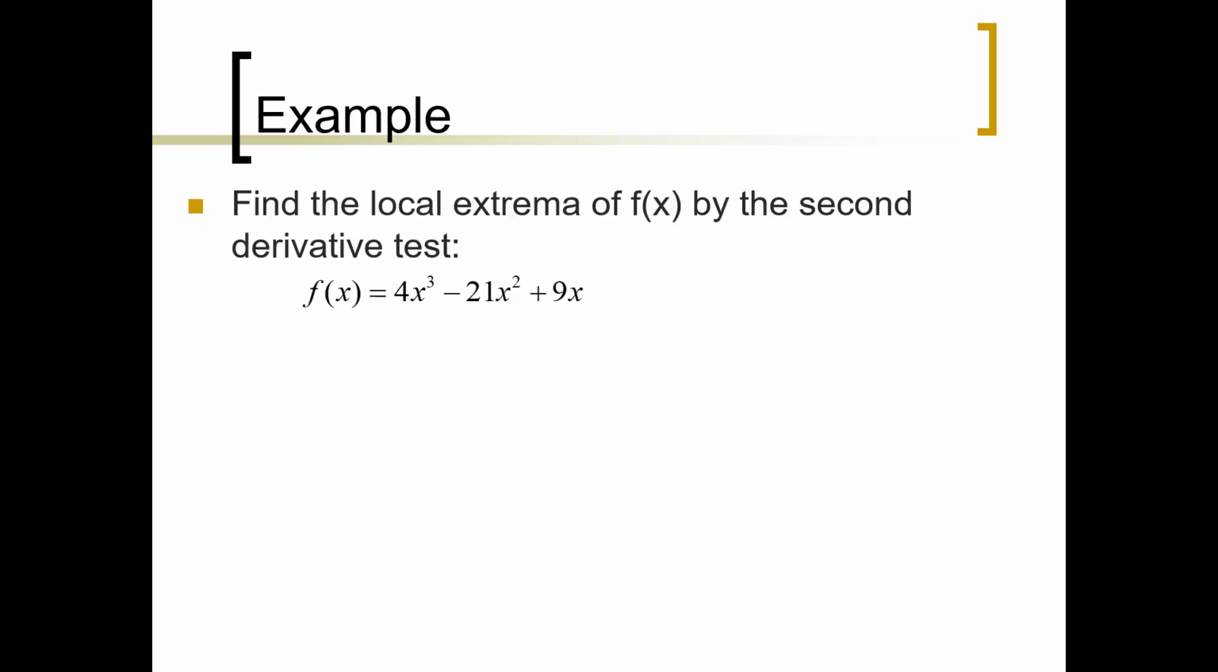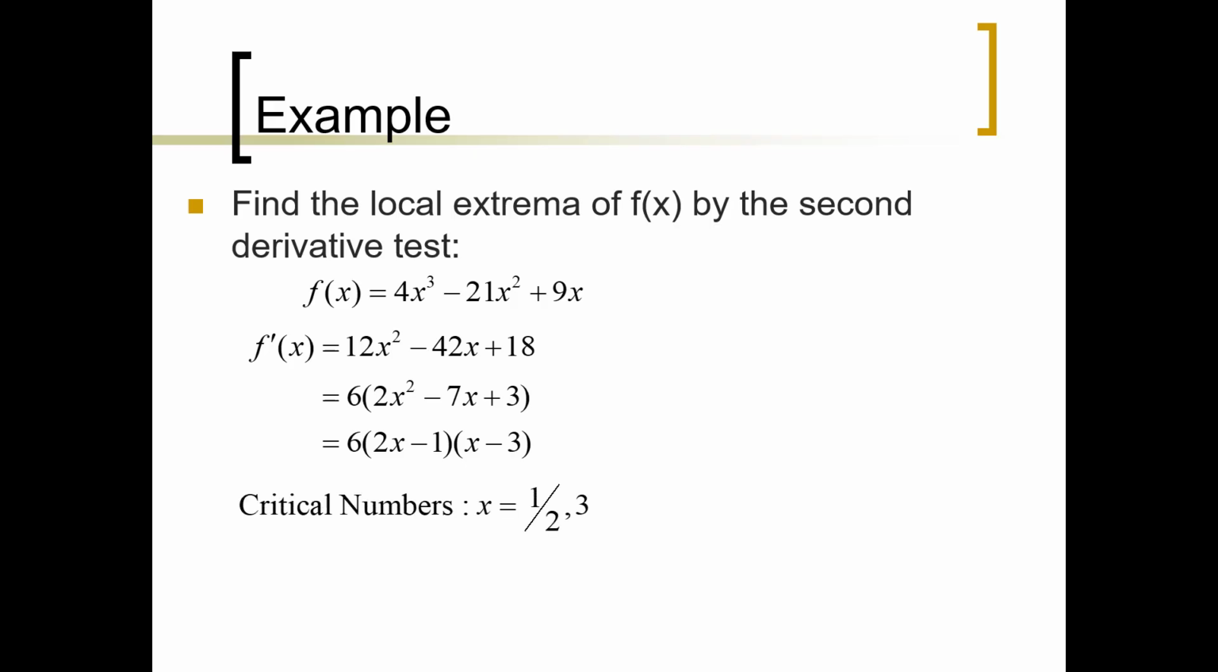Let's find the local extrema of this function by the second derivative test. So I'll need to know the first derivative and the second. Once I find the first derivative, I factor it to make it easier for me to set it equal to 0 in order to find our critical numbers. Notice that the first derivative always exists, so there's no other places where we can get a critical number.